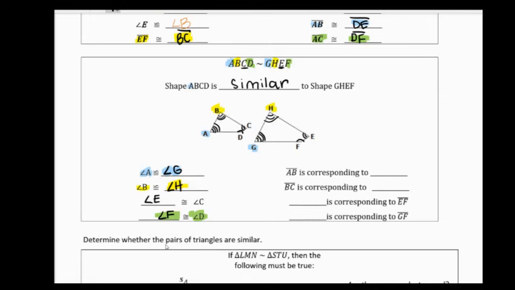We can also compare the corresponding sides. The side AB are my first and second letter. So I'm going to connect my first and second letter of my other shape. That will correspond with GH. BC is the second and third letter, which goes with HE, the second and third letter of the second shape. Then we have EF, which is the third and fourth letter. That will go with CD. And our last pair of corresponding sides, we have GF, which is the first and last letter. That will match up with AD. So we're just using the position in the names to help us match up those corresponding sides.